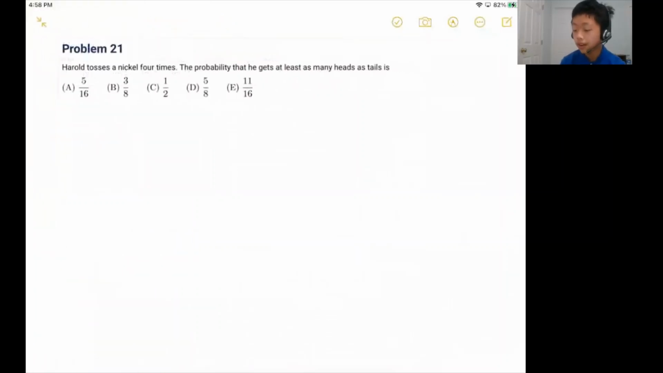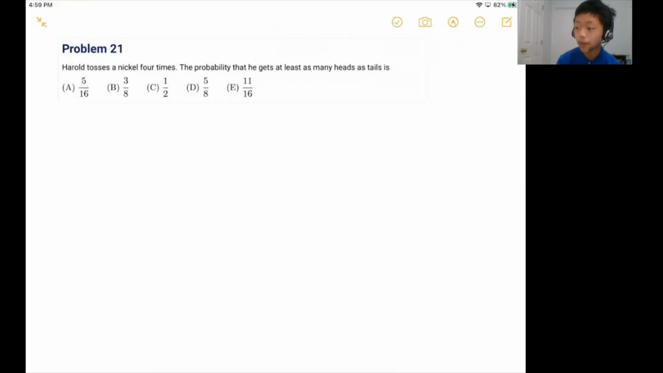Question 21, which is a probability question. In this question, Harold tosses a nickel 4 times. We're given that the probability that he gets as many heads as tails is what? This is a very standard probability question. Again, I feel like the numbers in this case are really small.